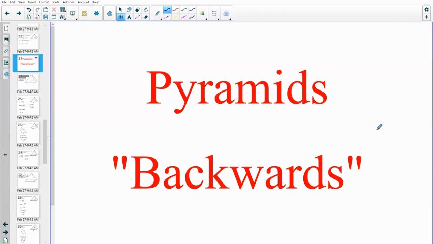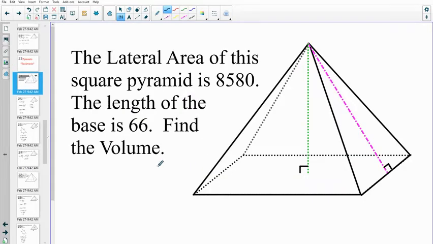Today we're going to do something similar to what we did yesterday when we did pyramids, except this time I'm going to call it pyramids backwards. Yesterday it was all about finding the lateral area, surface area, and volume, and today that's where we're going to start. So, for example, in this pyramid, I'm given the lateral area. The lateral area of this square pyramid is 8,580.